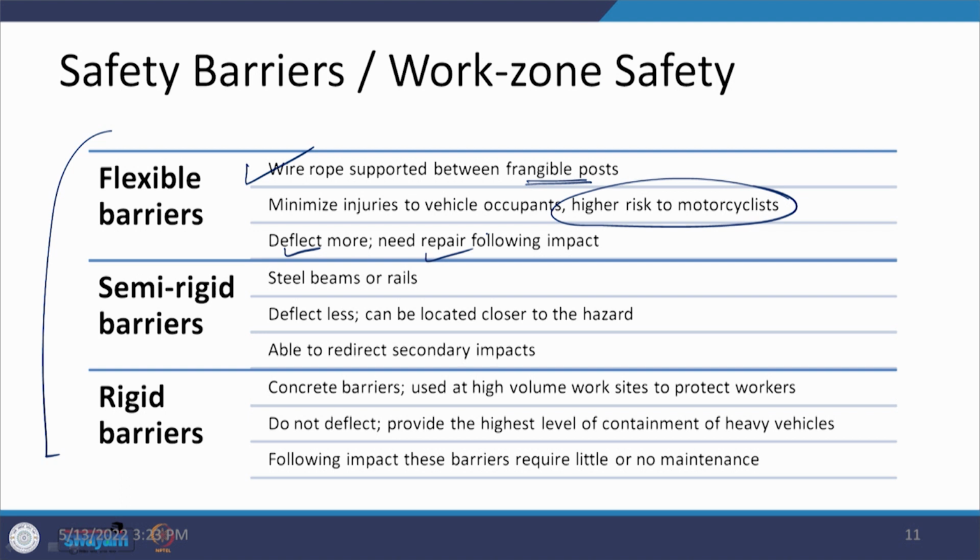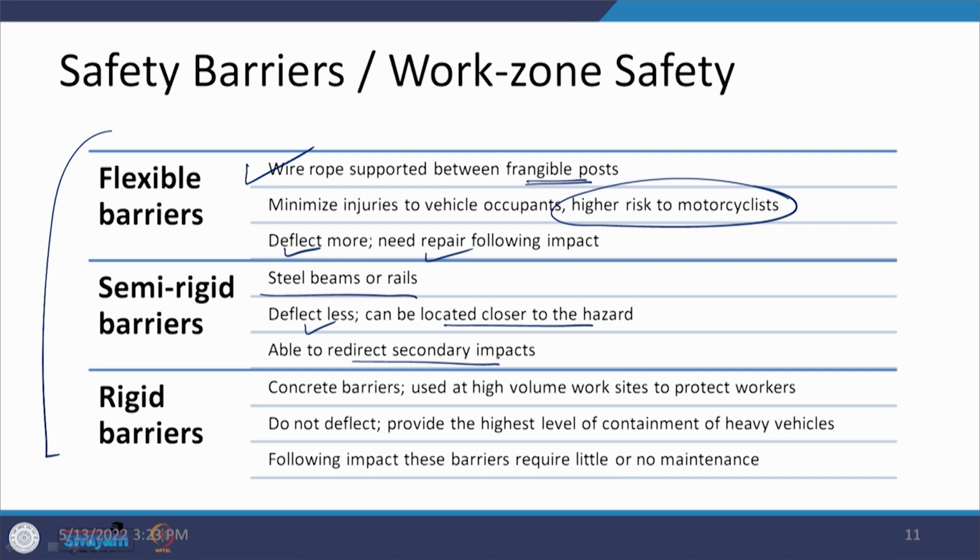If you are talking about the semi-rigid, which is something like rails or the steel beams like crash barriers, steel metal barriers, they deflect less and they can be located closer to the hazard and they are able to redirect the secondary impacts.